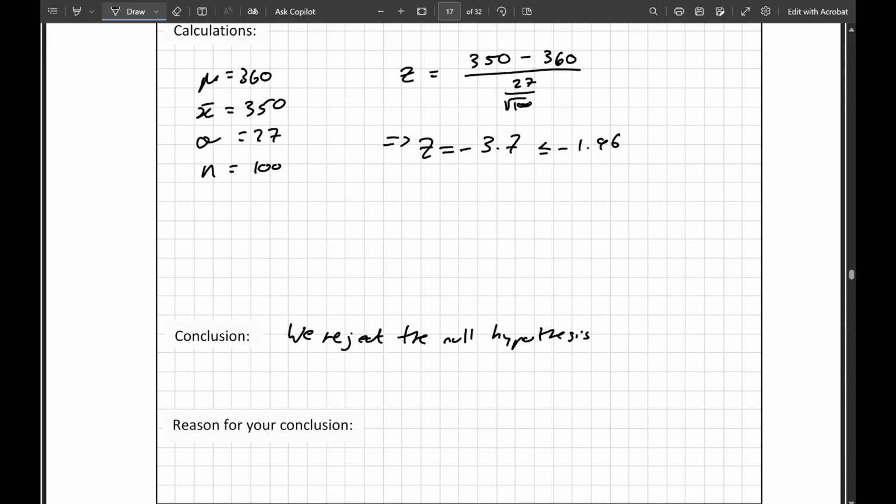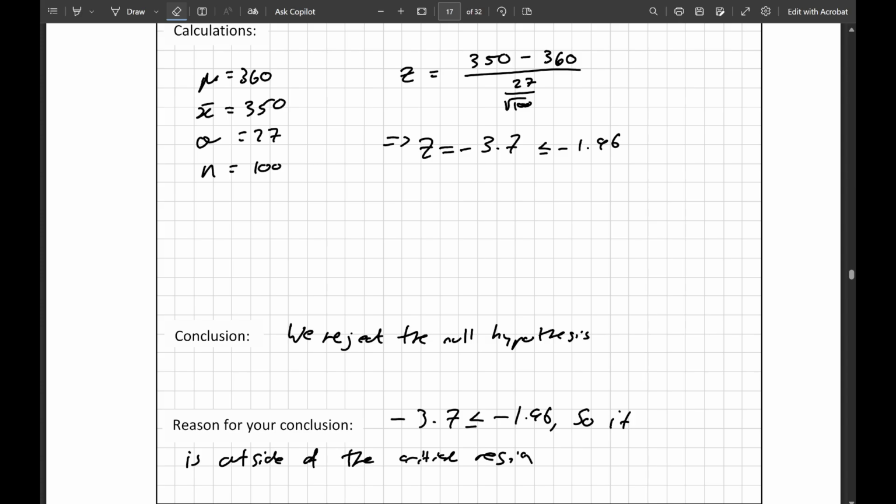So the reason for the conclusion is that minus 3.7 is less than negative 1.96, so it is outside of the critical region, which is between minus 1.96 and plus 1.96. And actually I should not be including greater than or equal to signs because they're redundant.